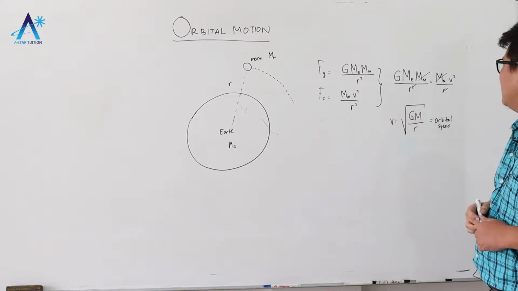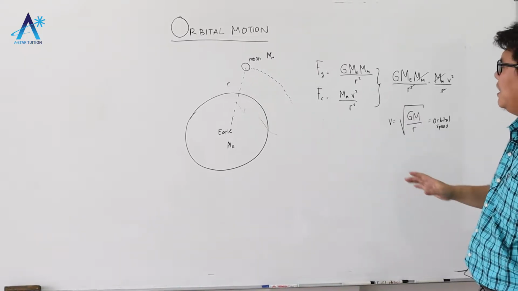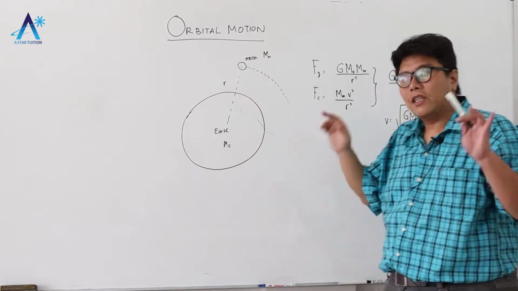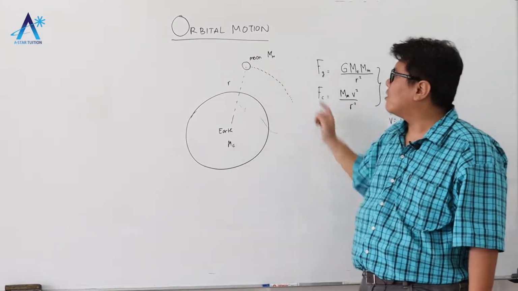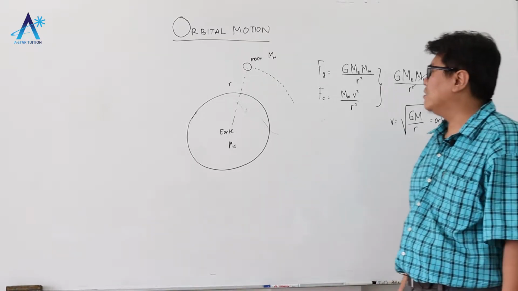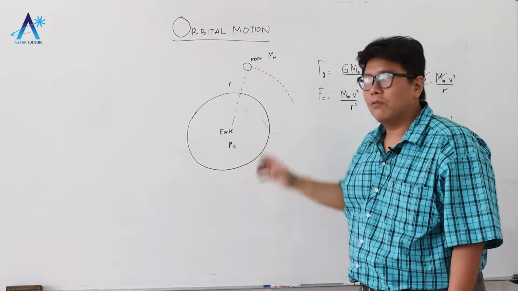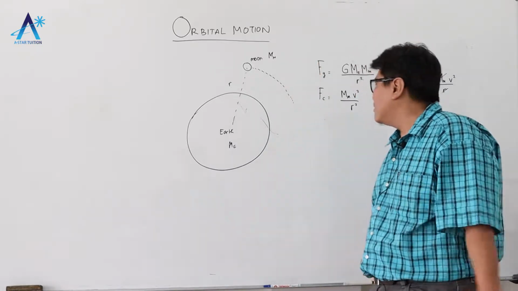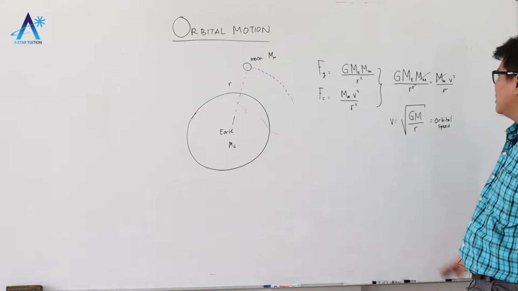Now please understand that here I'm using the example of an Earth that is stationary and the moon orbiting around it. But it can also work for the case of, let's say, the Earth orbiting around a star like the sun. So this is the orbital speed.